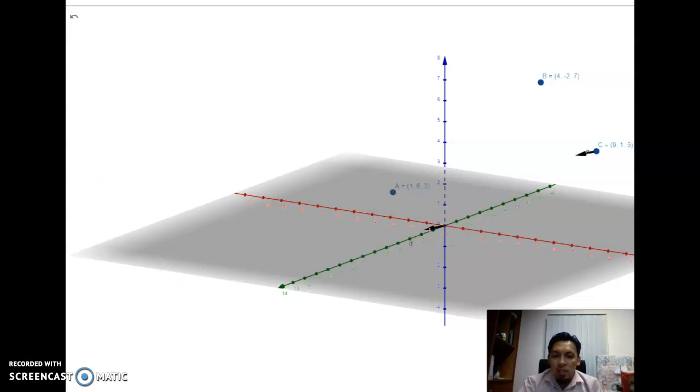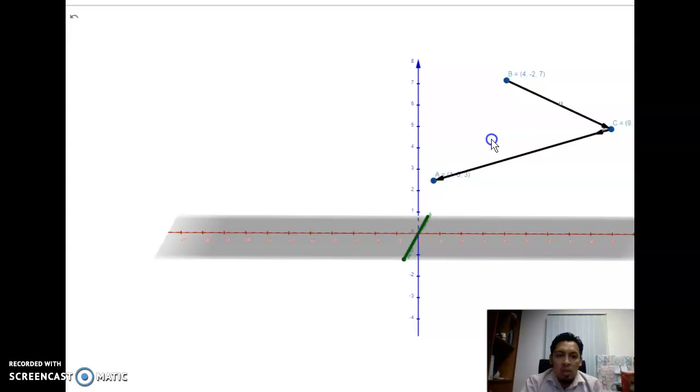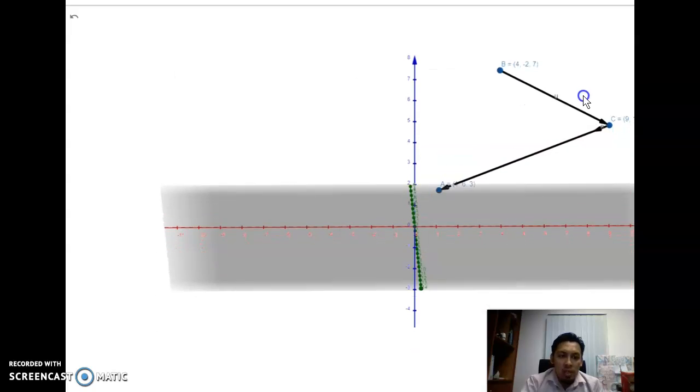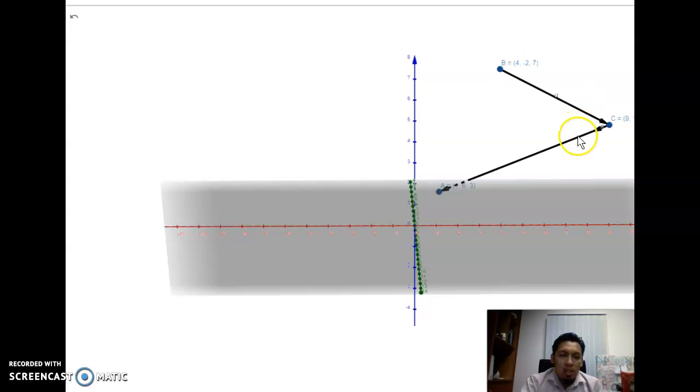In the next video we are going to talk about how to find, since we have all of these vectors, all of these lines here, how to measure the angle. Thank you.